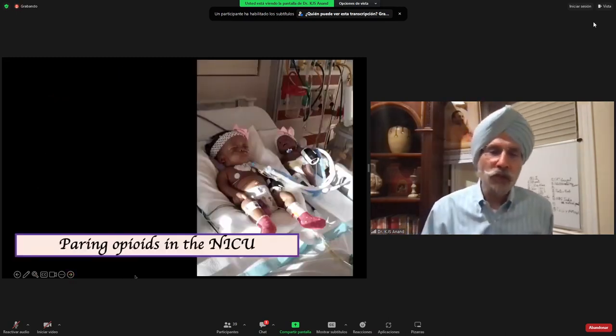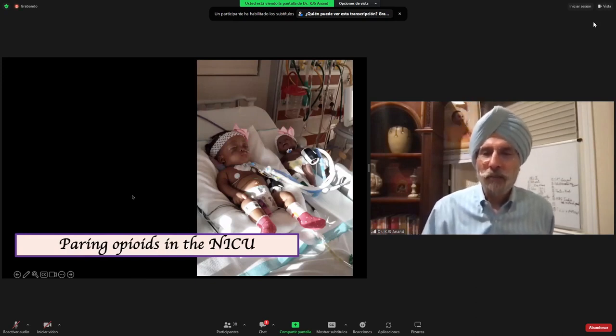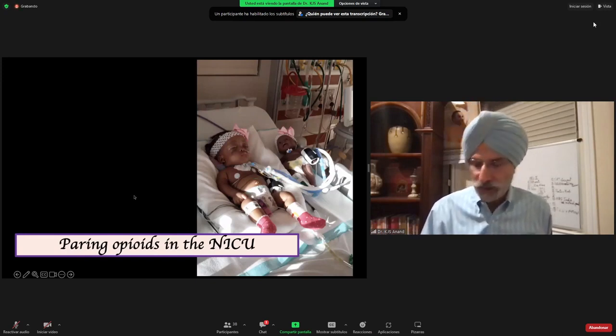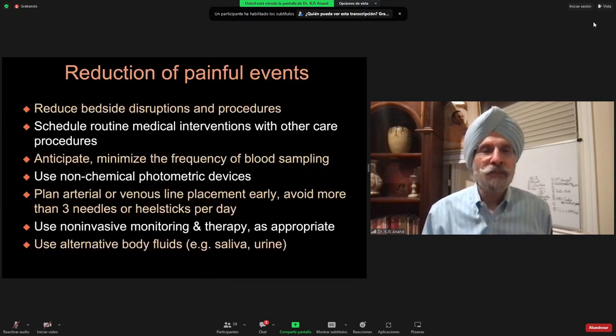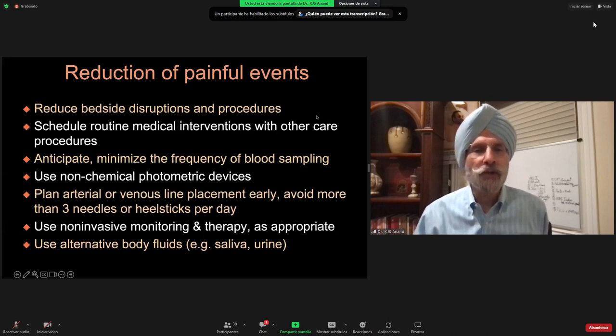So let's start at the beginning. Act 1, Scene 1. Pairing opioids in the NICU. Here's a baby, lying just about as still as her doll, and deeply narcotized. So one option is to try and reduce the number of painful events. That way we don't have to give so much opioid.